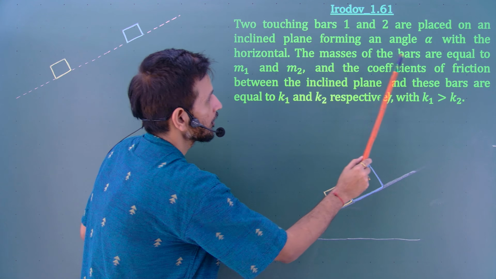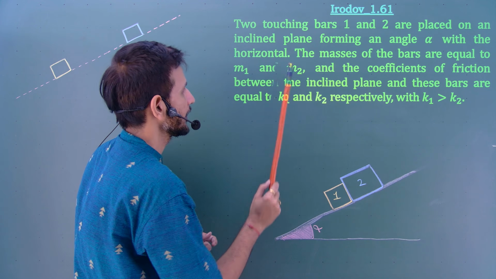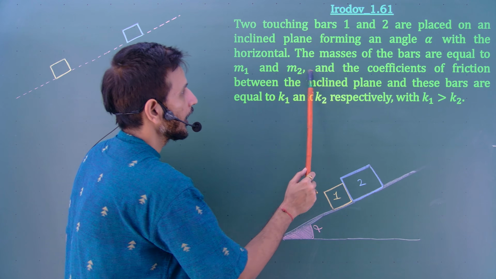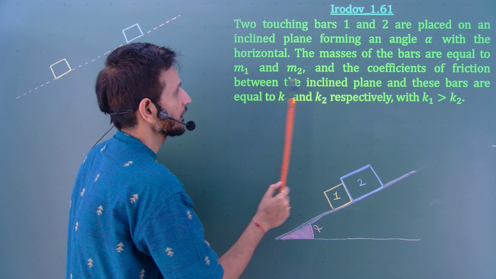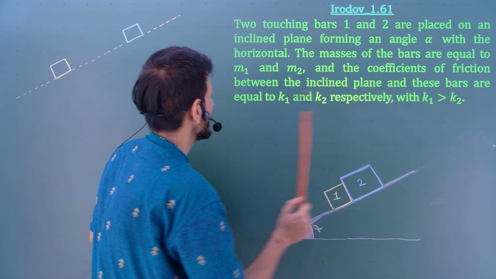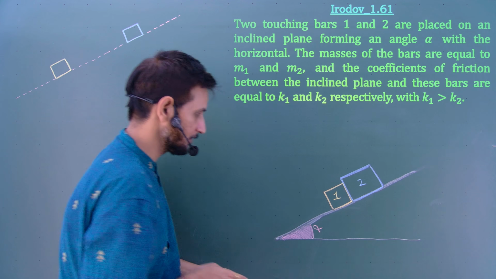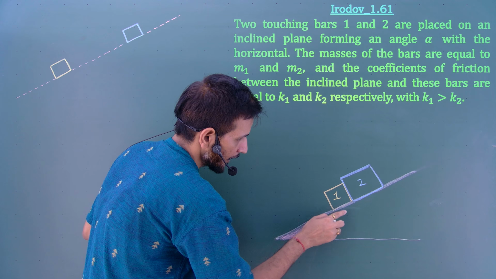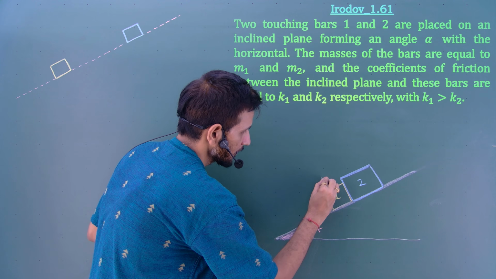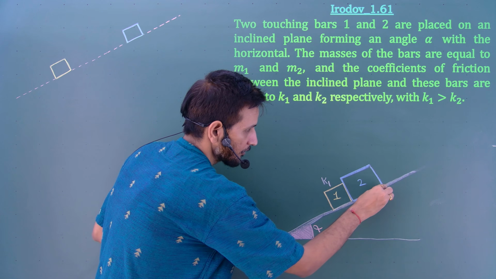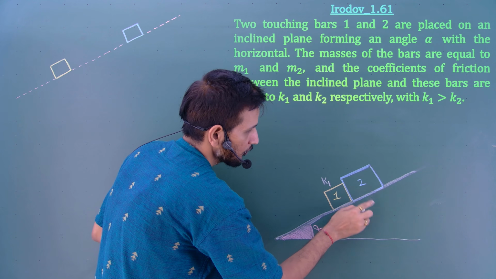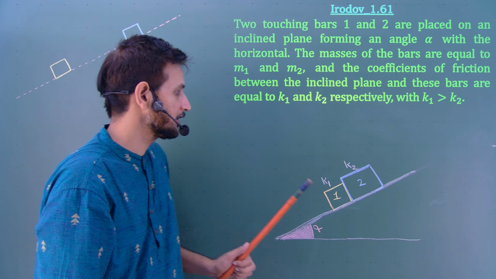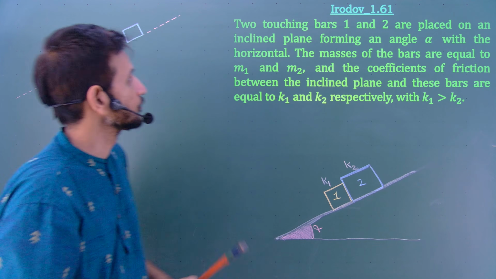The masses of the bars are equal to m1 and m2. So the mass of this block is m1 and the mass of this block is m2. And the coefficients of friction between the inclined plane and these bars are equal to k1 and k2 respectively. There is a coefficient of friction between block 1 and the inclined plane which is equal to k1, and between block 2 and the inclined plane which is equal to k2. And it is given that k1 is greater than k2.